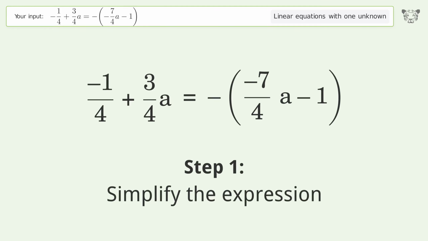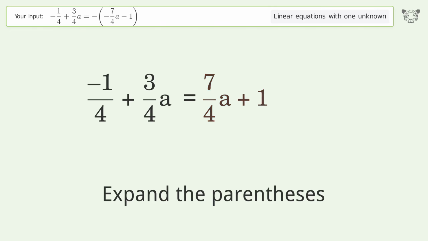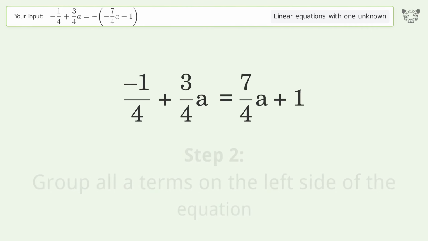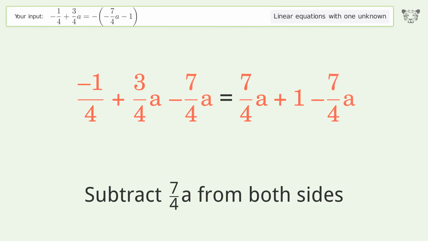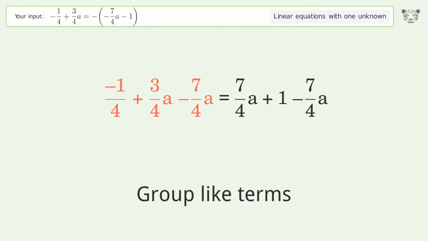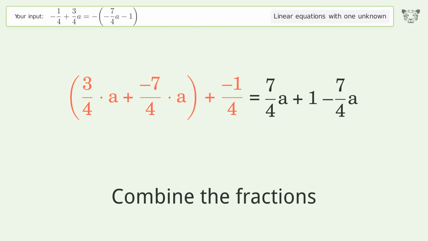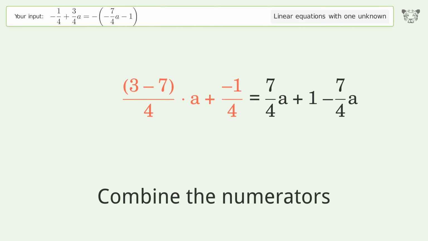Simplify the expression. Expand the parentheses. Group all a terms on the left side of the equation. Subtract 7/4a from both sides. Group like terms. Combine the fractions. Combine the numerators.